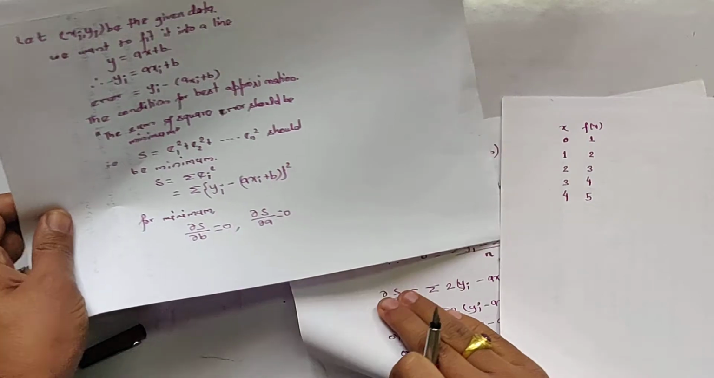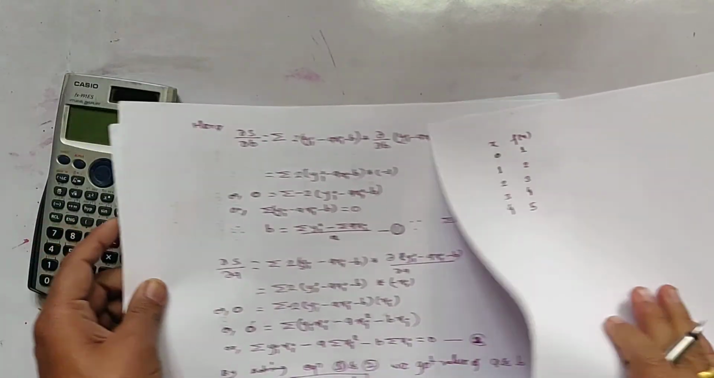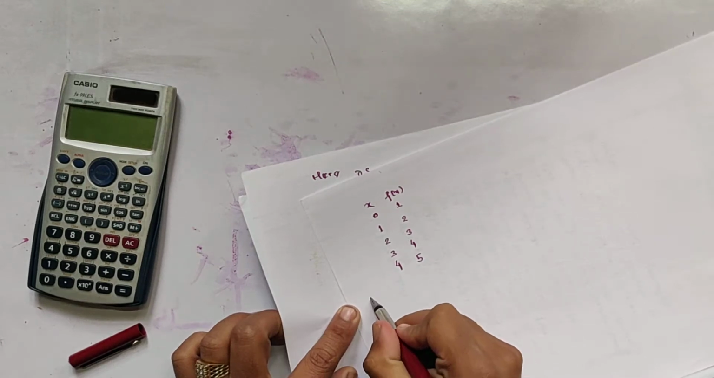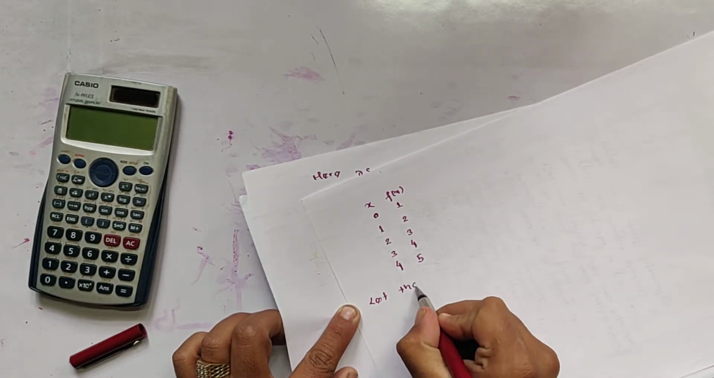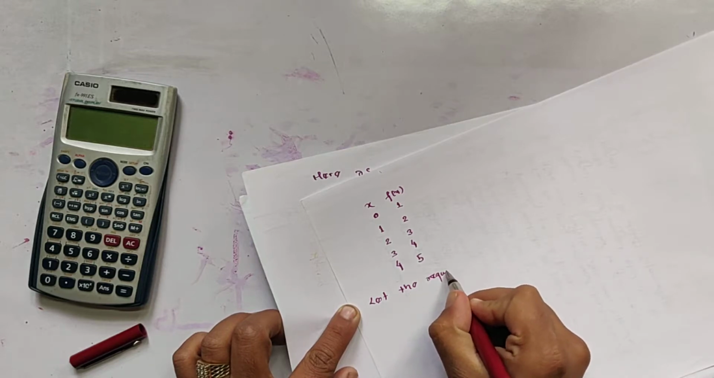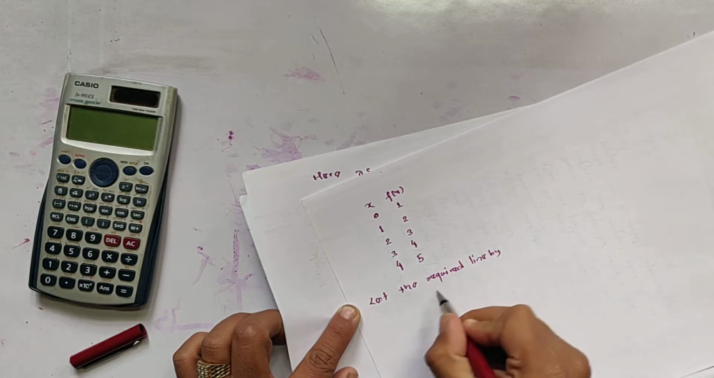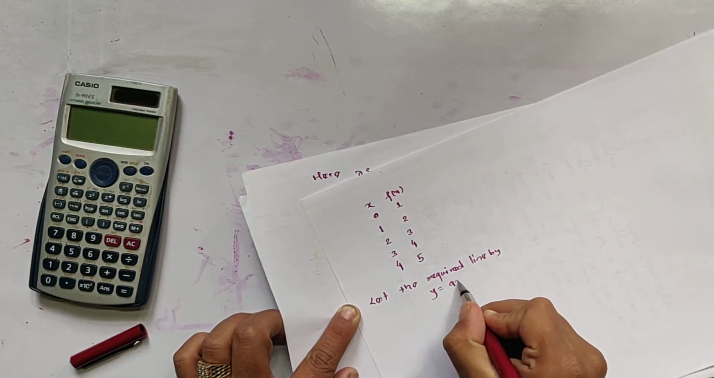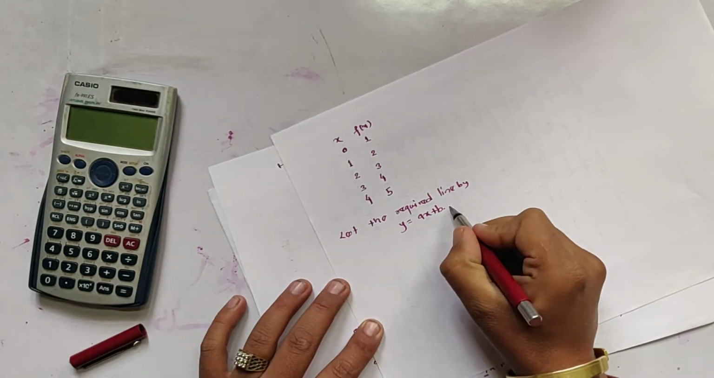So what are the necessary conditions for our best approximation? Let the required line be y equals ax plus b. Okay, so this is our question 1.